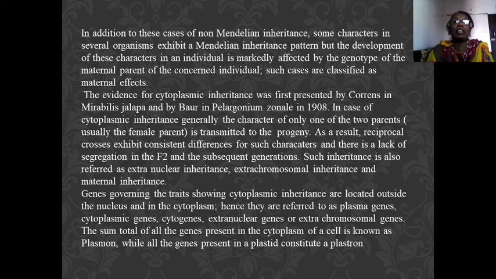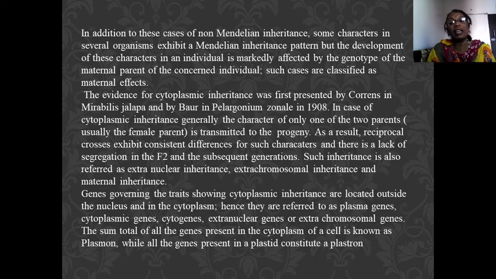The evidence for cytoplasmic inheritance was first presented by the scientist Correns in Mirabilis jalapa, simply we say the four o'clock plant, in 1908, and in them he observed a non-Mendelian inheritance which is termed as cytoplasmic inheritance. Means only the female parent, of the two parents, can transmit its character towards the progeny, and as a result, when we take reciprocal crosses they show differences in the phenotypic character of their F1 progeny, and there is a lack of segregation in the F2 generation as well as the subsequent generations, and therefore such a type of inheritance is referred to as extranuclear inheritance, extra chromosomal inheritance. It is termed as cytoplasmic inheritance, or it is termed as maternal inheritance.